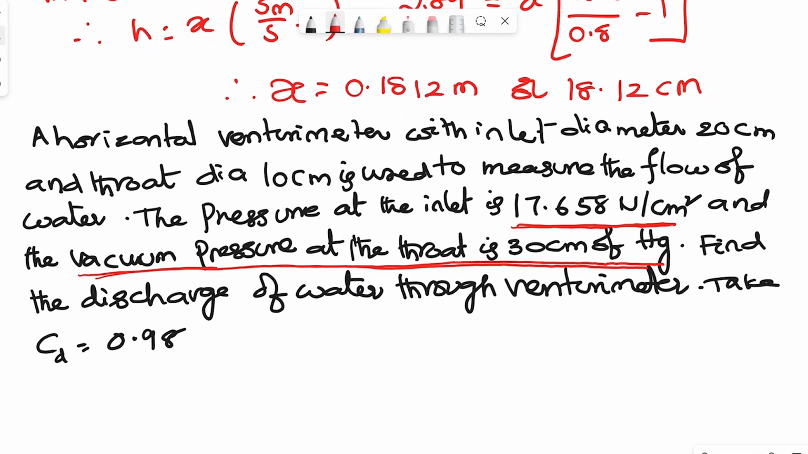In the first problem we calculated, they gave A1, A2 and the deflection in the manometer, so we used the equation and found the discharge. In the second problem, they gave the diameters at the inlet and throat, so A1, A2 are known, and the discharge is given, and they asked to find the deflection in the manometer. The third problem is, instead of giving or asking for the manometer deflection, they have given the pressure difference in terms of the pressure at the inlet and the pressure at the throat.